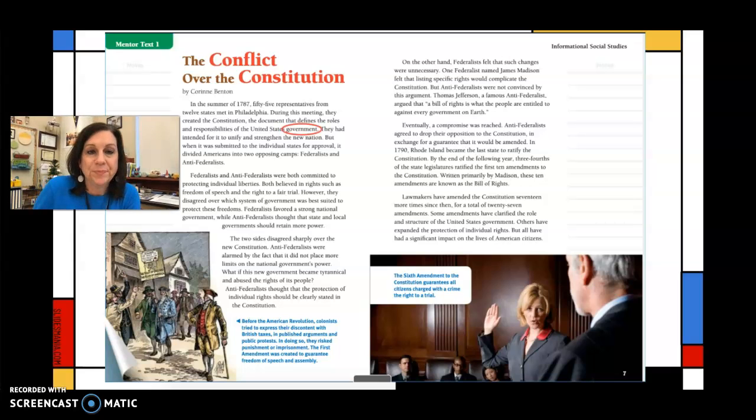All right, let's take a look at the word government. Now, we've heard the word government before, but let's break it down. Govern means to rule.